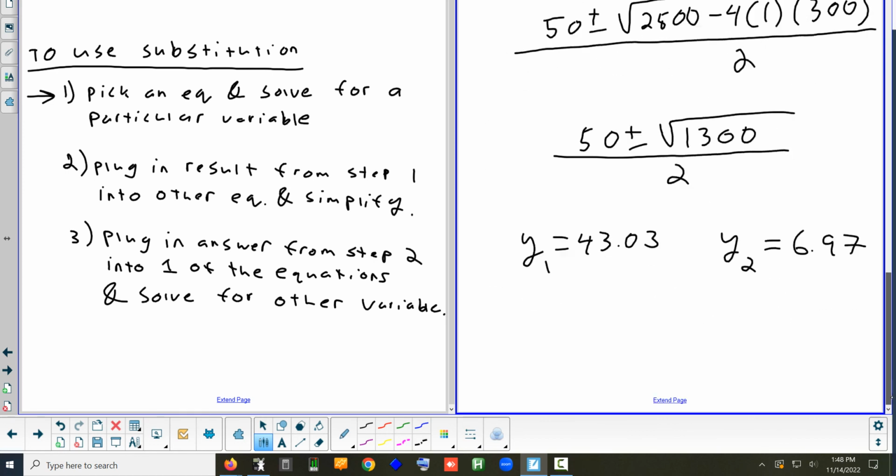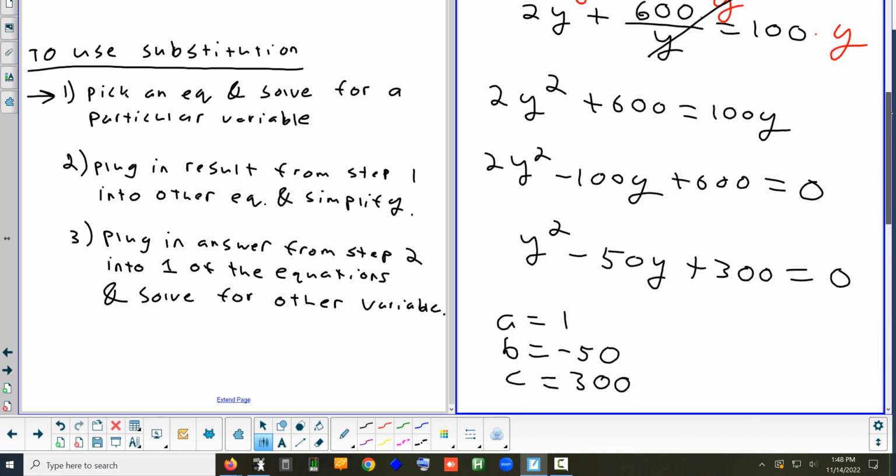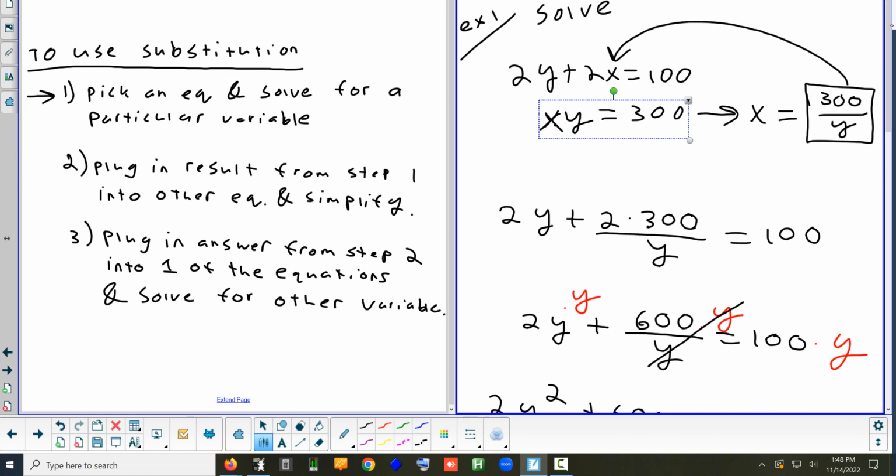X times y equals 300. Just going to copy that down so I remember what it is. We already took this equation and solved it for x earlier on. So you want to use the bottom equation, but what you really want to use is this: x equals 300 divided by y. So fill in what you got for y. 300 divided by that, and I'll get x.